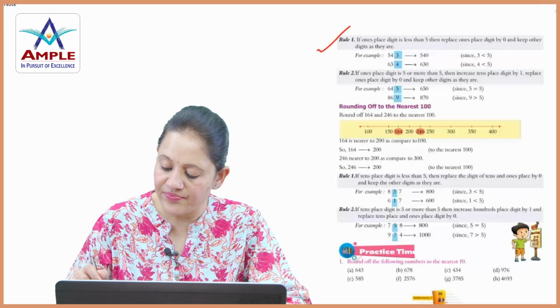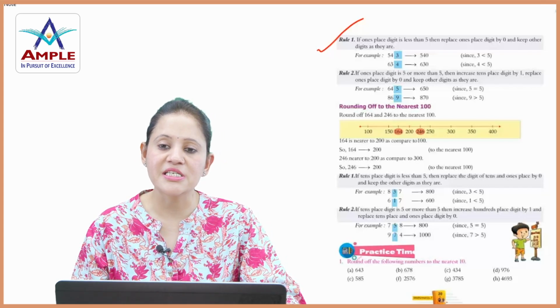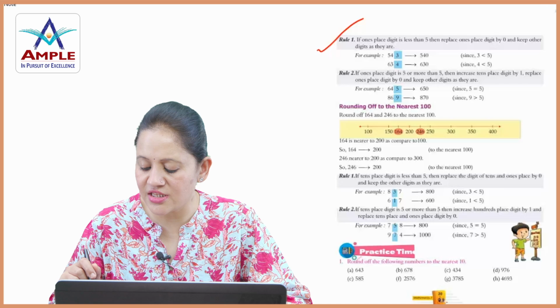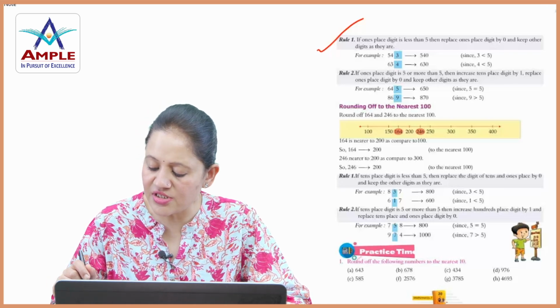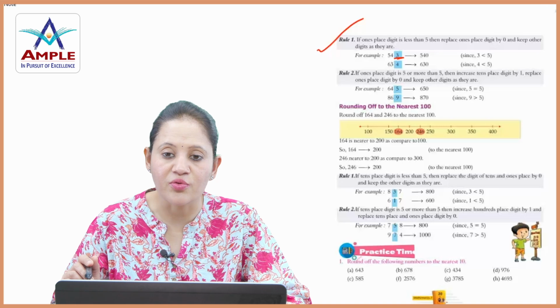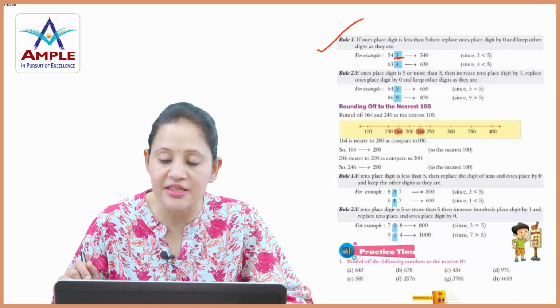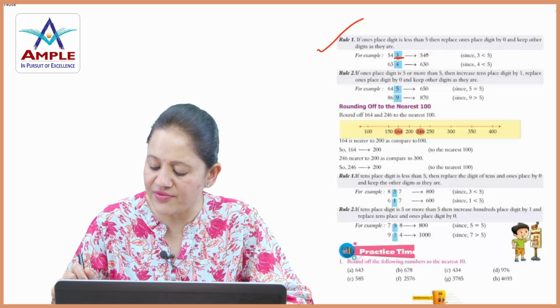Rule number 1. If the ones place digit is less than 5, then replace the ones place digit by 0 and keep the other digits as they are. Like here, 543. We have to round off this number to the nearest 10. So we'll see the digit at ones place. Here it is 3, which is less than 5. So what we'll do? We will make the digit at ones place 0 and there is no change in other digits. So 543 will round off to 540.